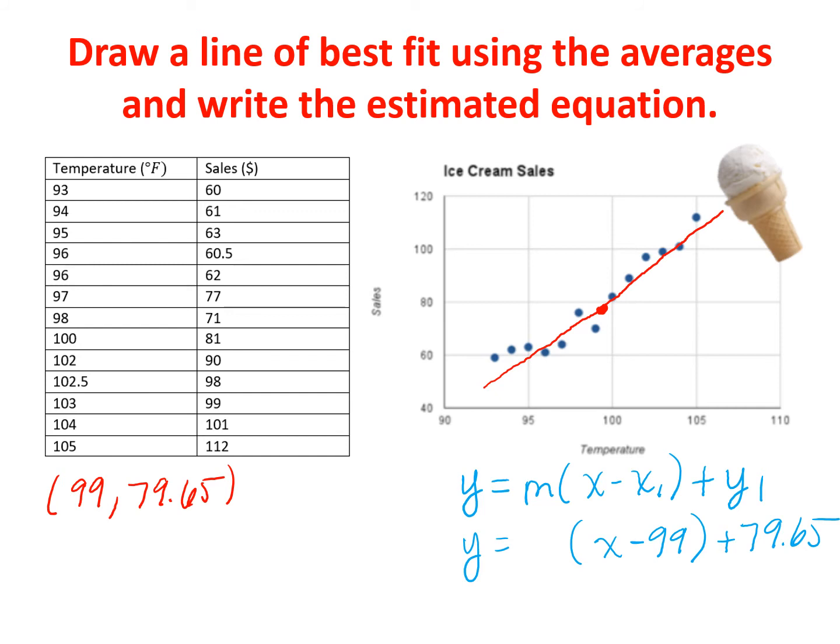But now we need to find the slope, and I'll definitely use the point I came up with, my averages, as one of my points. And then I want to use another point that it looks like the line that I drew goes through. And it kind of looks like it goes through this point right here. And that point is 104, 101.